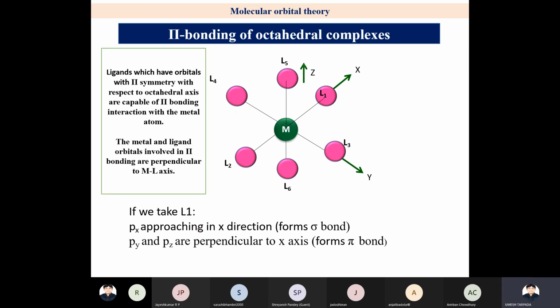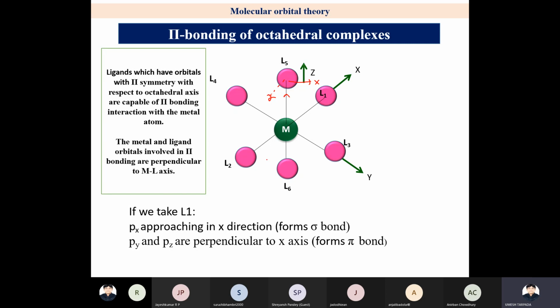So the metal and ligand orbitals involved in pi bonding are perpendicular to the ML axis. So this is the Z axis, this is the X axis, and the Y axis is on your side. So these two are perpendicular. So the X and Y components are responsible for pi bonding, and the Z component is responsible for sigma bonding.